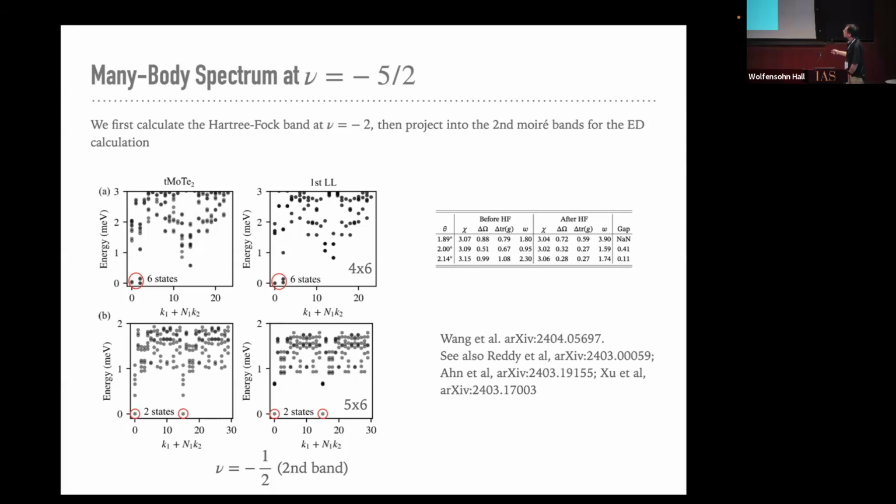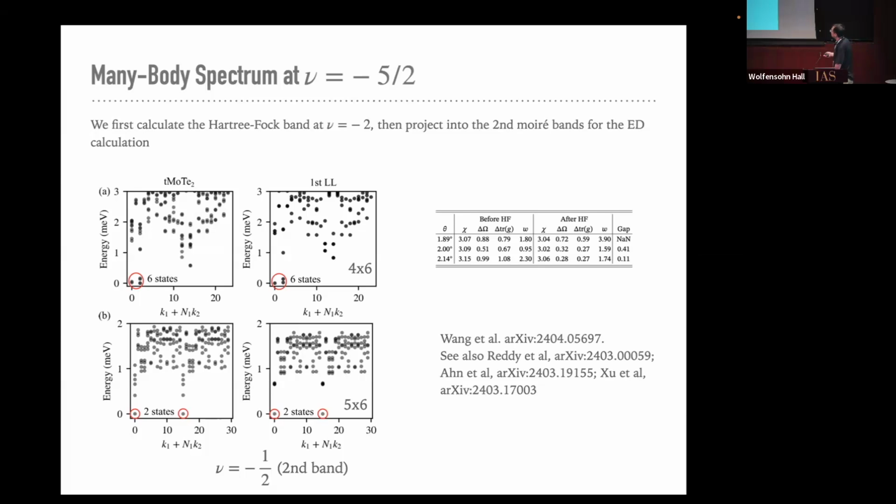So this is really just a very preliminary result. We look at the many-body spectrum for both the 4x6 and the 5x6 lattice sizes. And shown here is the Landau level spectrum, and shown here is the ED spectrum from these moiré minibands. You can see that they are very similar to each other. So we would call that a possibility that a non-Abelian state could be realized.